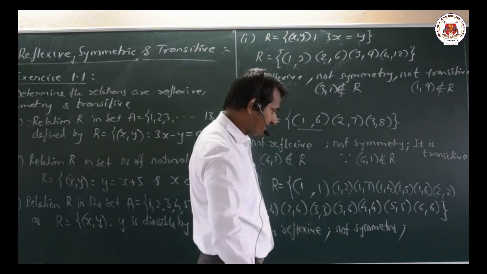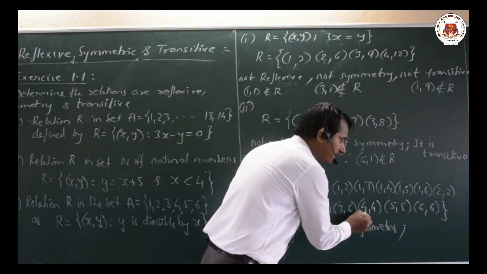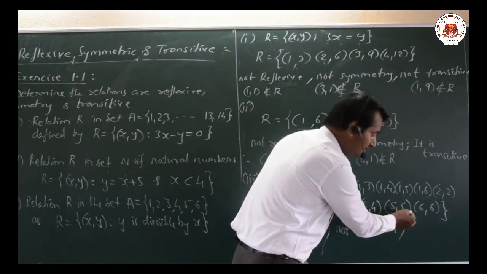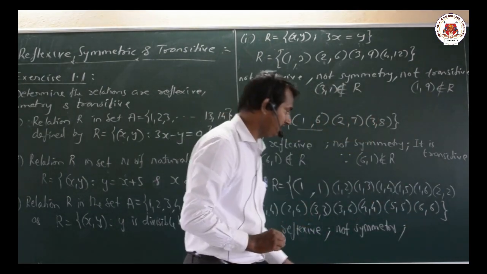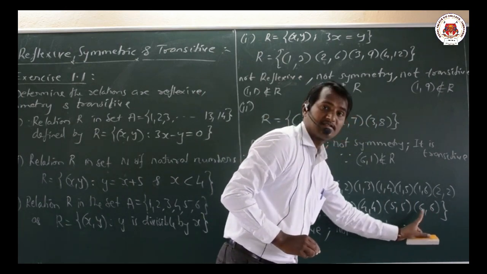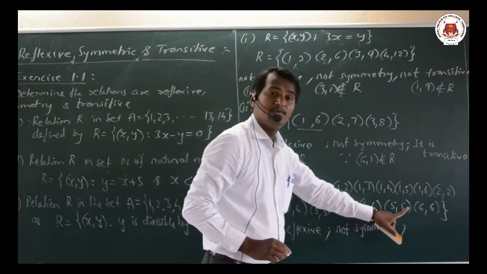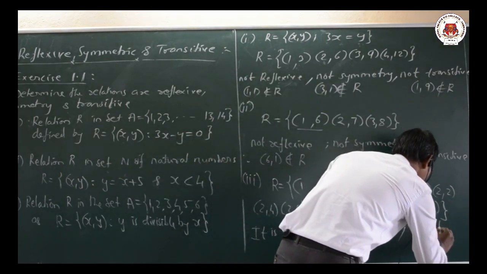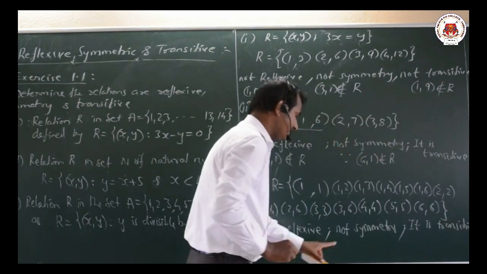Next one, any other elements? Now 4 4, we have the term starting with 4, nothing is there, need not check. 5 5 is there, no terms are starting with 5, need not check. At last 6 6, no terms are starting with 6, we can't apply, therefore it is transitive.